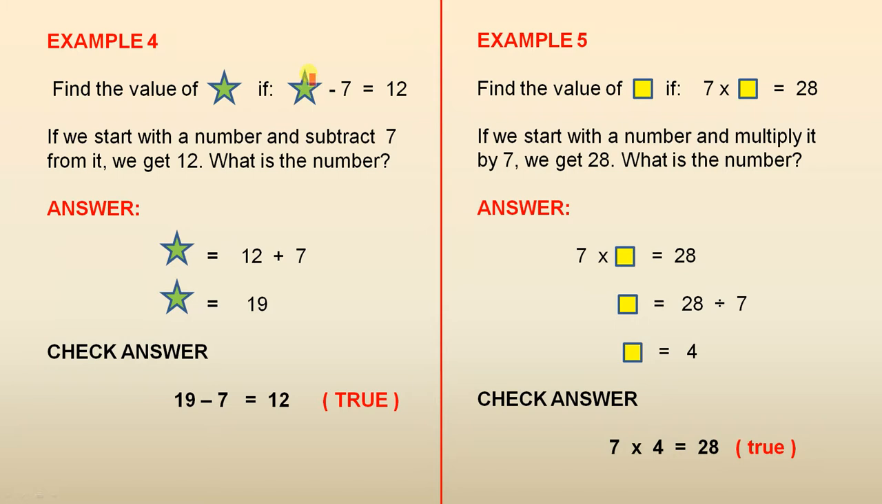Now let's check the answer. Put 19 for the star. 19 take away 7 equals 12, so the answer is true.